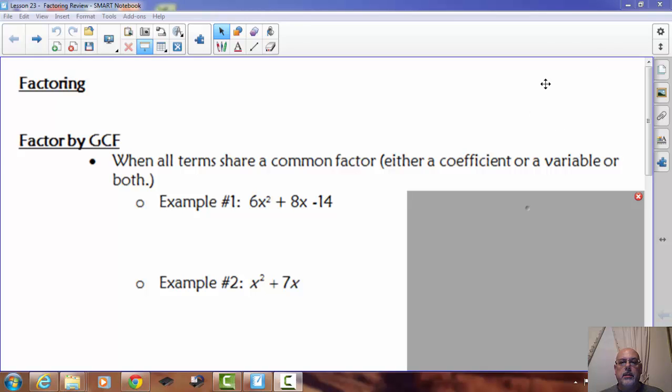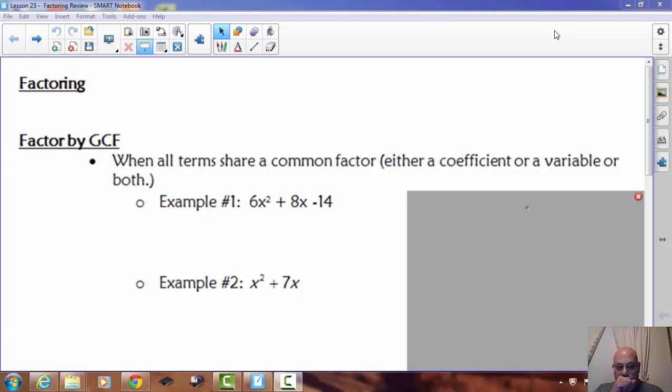Hello ladies and gentlemen, and welcome to the lesson on factoring. We're actually going to have several lessons on factoring this week. Factoring is an important skill that we'll all need to refresh before we move on to looking at limits algebraically.